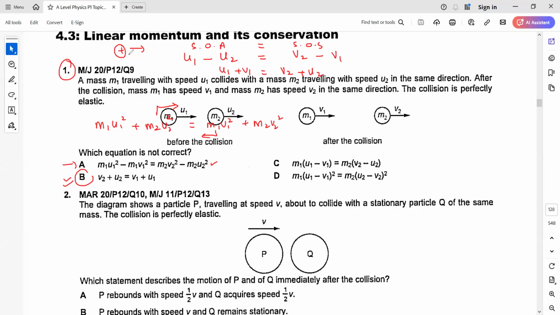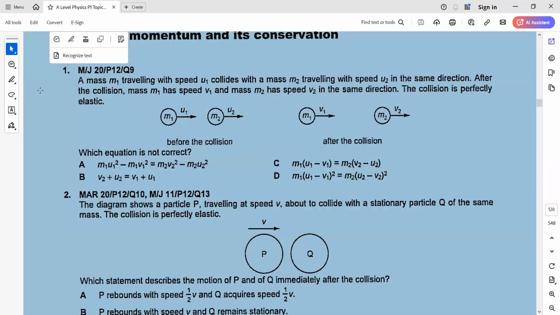The important part is I have assumed this to be positive, so this positive has to be greater than this. That means B is fine. How about C? C looks like momentum conservation: M1 U1 plus M2 U2 equals M1 V1 plus M2 V2. If you shift this guy here, this is what you're going to get. So A, B, and C are all fine. So it should be D. D is the equation which is not fine.